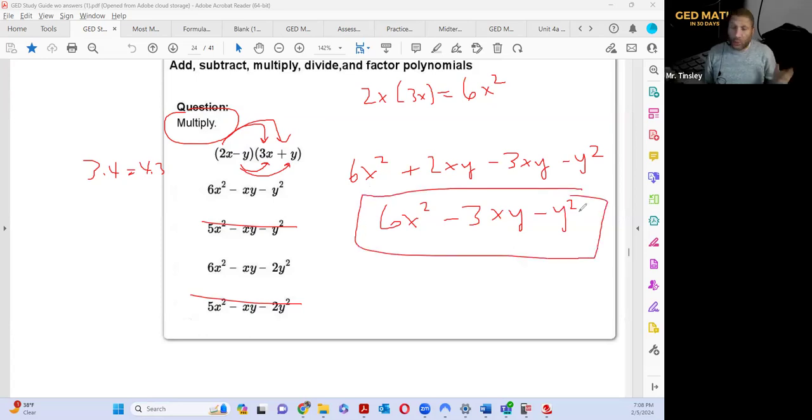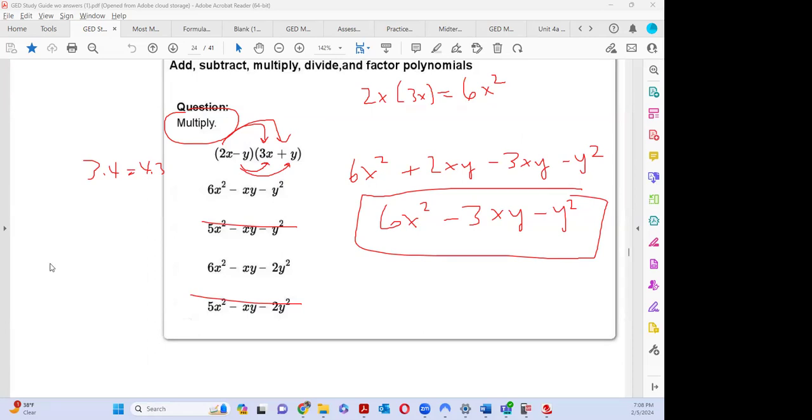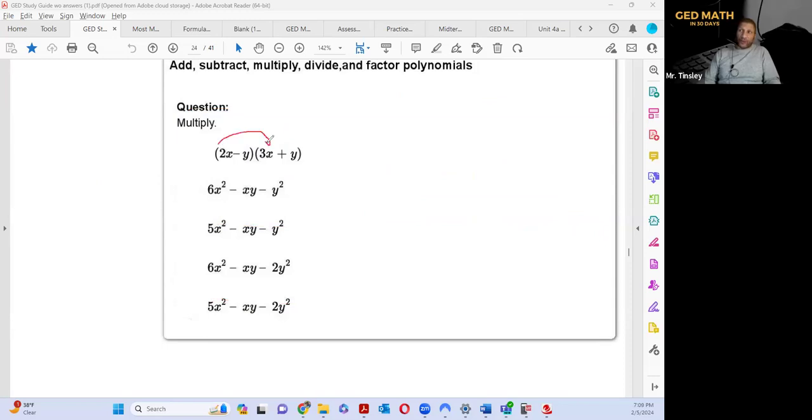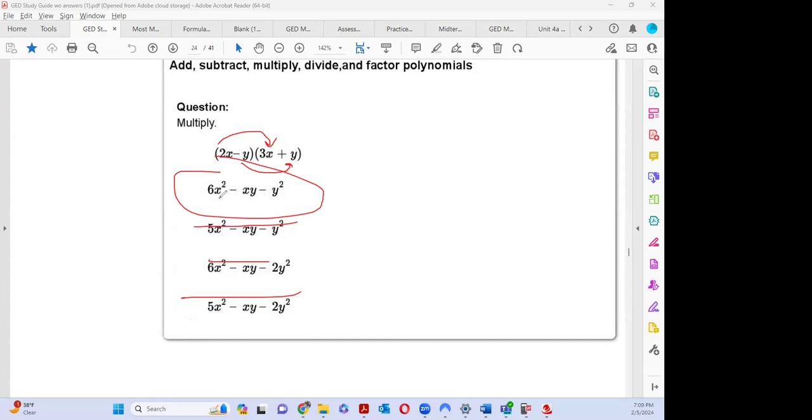One of the most missed questions on the exam right there. You should be laughing all the way to the bank. Why? Because let me tell you the mental math part of it. When I look at this problem, how I know this is A: my first term is 3x squared, my last term is minus y squared. Bang, bang, bang. I'm done. Why? Because there's no other term here that's going to give me an extra y or extra x. I'm already done.